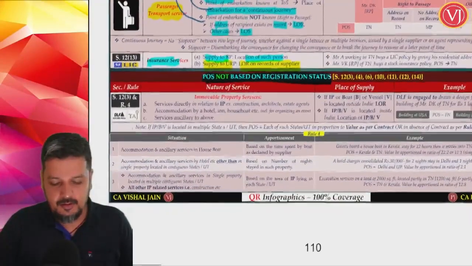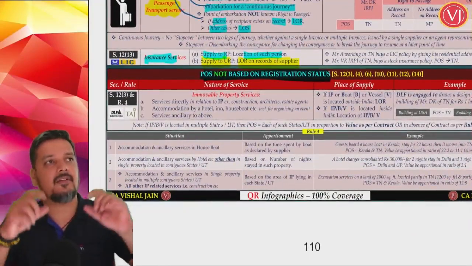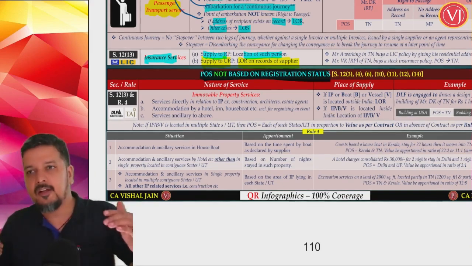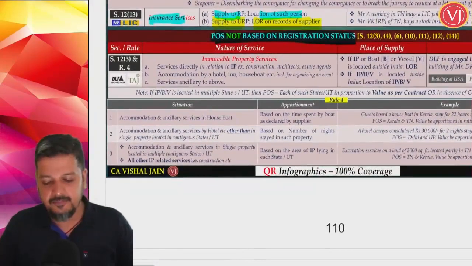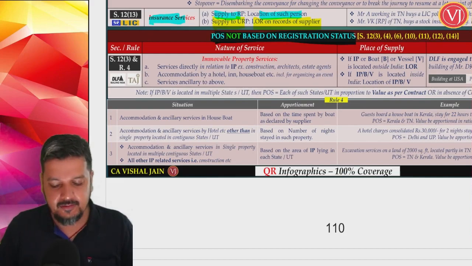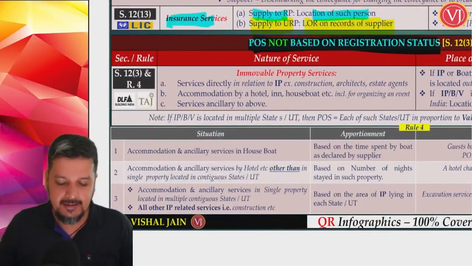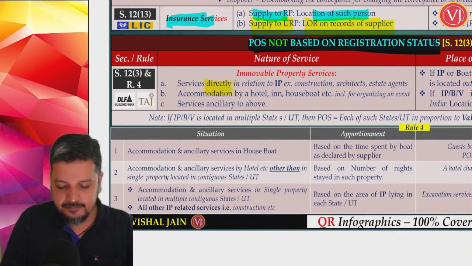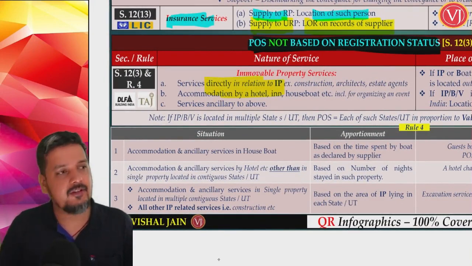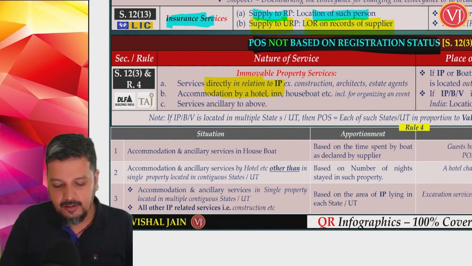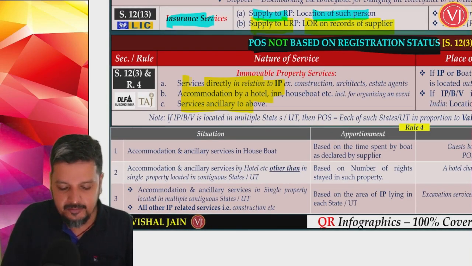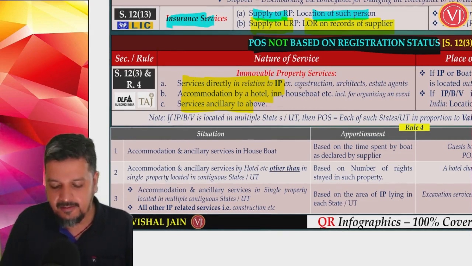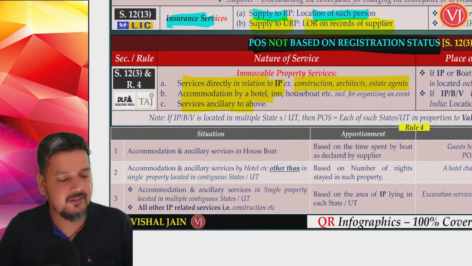Now, if you look at the earlier part, whatever place of supply were based on registration status, we saw it with related points which are not based on registration, B2B or B2C. Now, other points. Immovable property related services. Services which are directly in relation to immovable property, including accommodation services and services ancillary to the above. Any service related to immovable property, but here it is directly in relation to immovable property, like construction service, architect service, real estate agent service.